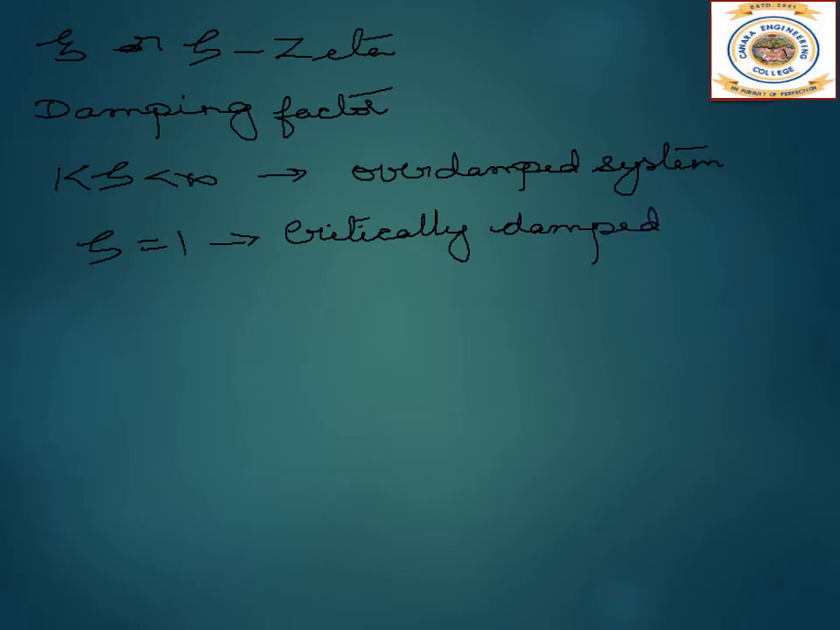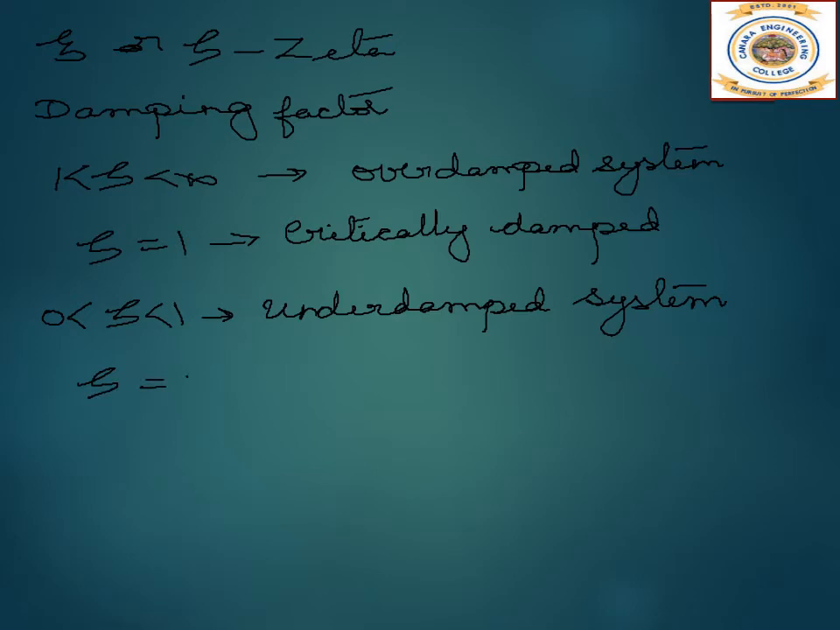Accordingly, we can write the roots. I will come to that later. First, let us just see what the values are and what each is called. If zeta ranges between 0 to 1, then it is called an underdamped system. And if zeta equal to 0, then it is called an undamped system.